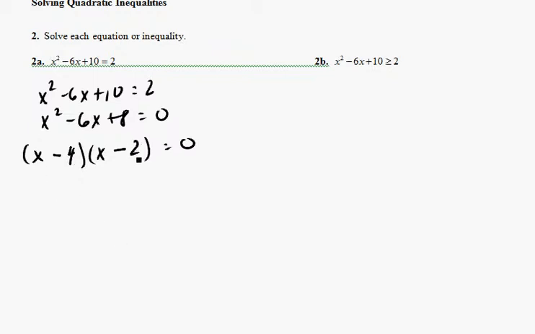You will notice that the minus 2x from the outside and the minus 4x from the inside will combine to give you negative 6x here in the middle. So, now that we have this factored, that means either x minus 4 equals 0, or x minus 2 equals 0, which means x equals 4 or x equals 2.